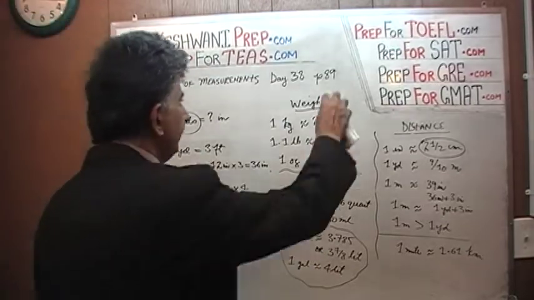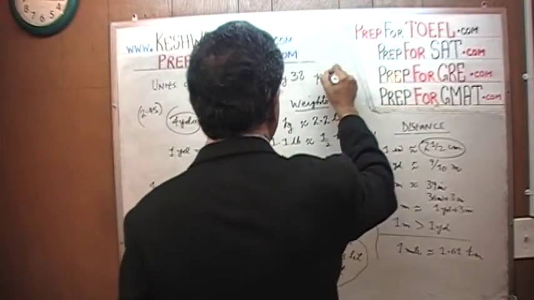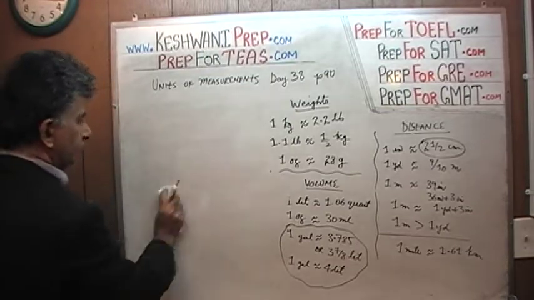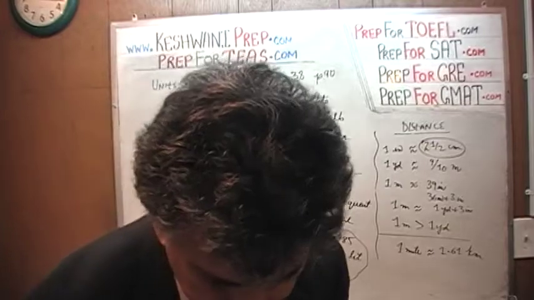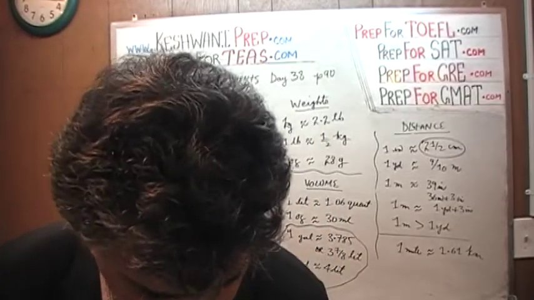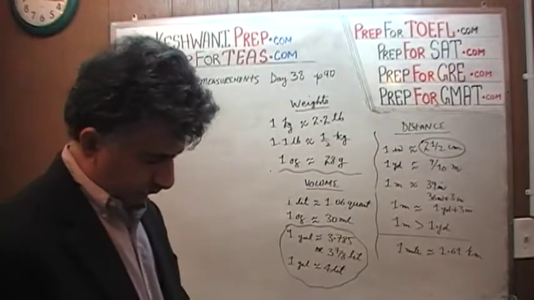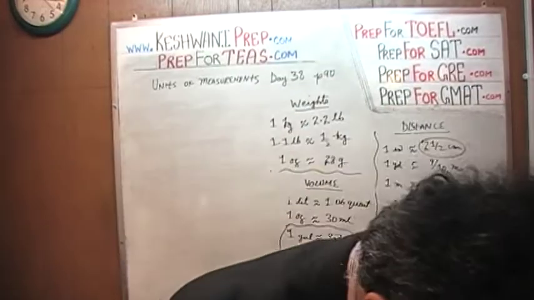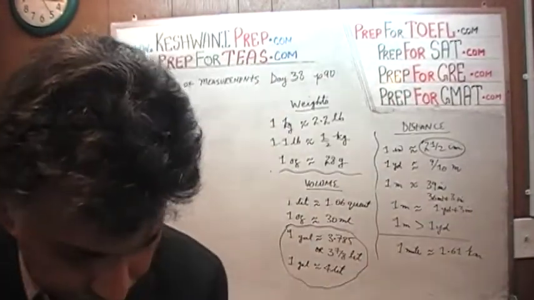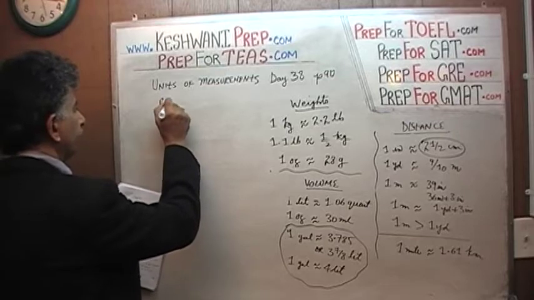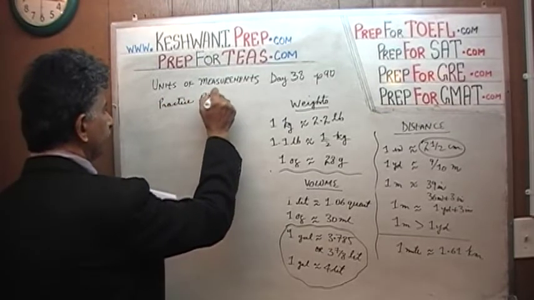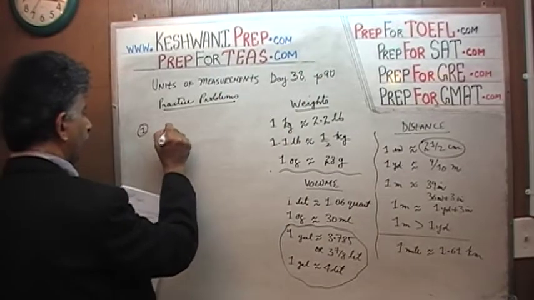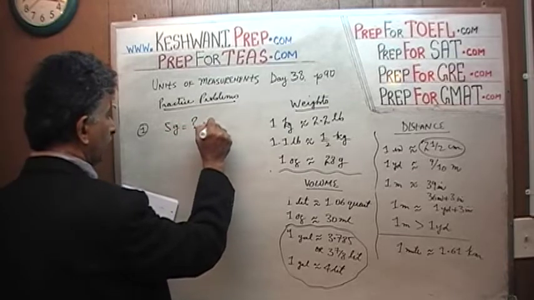Practice problem on page 90. Let's see what we have on page 90, the practice problems. There are 4 of them. The first one is asking how much is 5 grams in terms of milligrams. How many milligrams in 5 grams? So 5 grams equals how many milligrams?